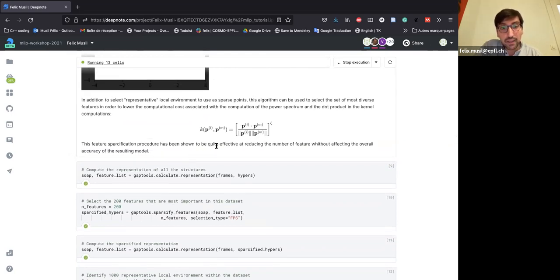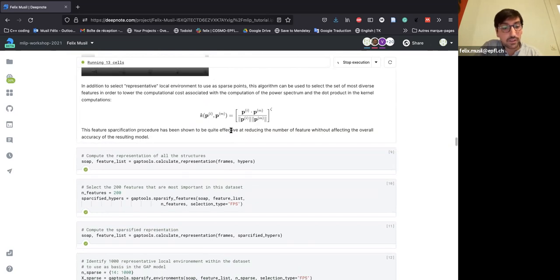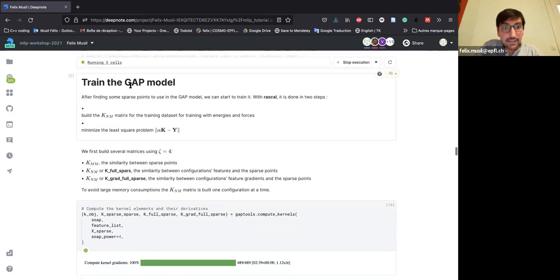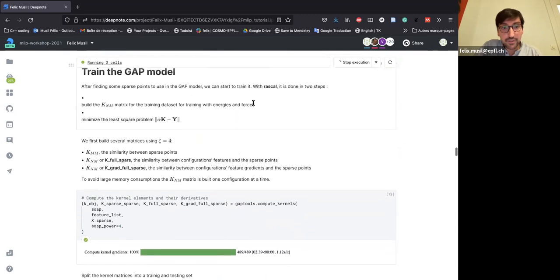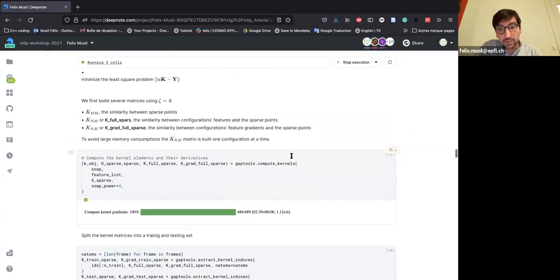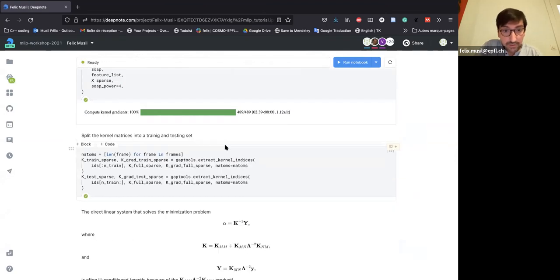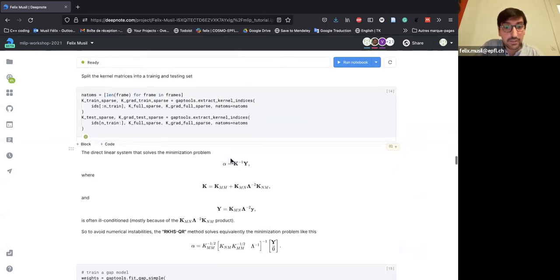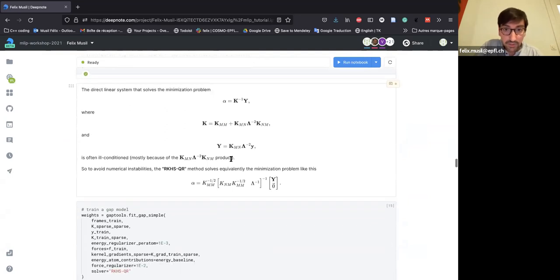We also, in this notebook, do feature sparsification, which Rose will probably discuss in more detail tomorrow. Then we want to train, of course, the model. So we first compute this kernel matrix. Okay, perfect, that's done. Then we can split it so that we can get a rough estimate.